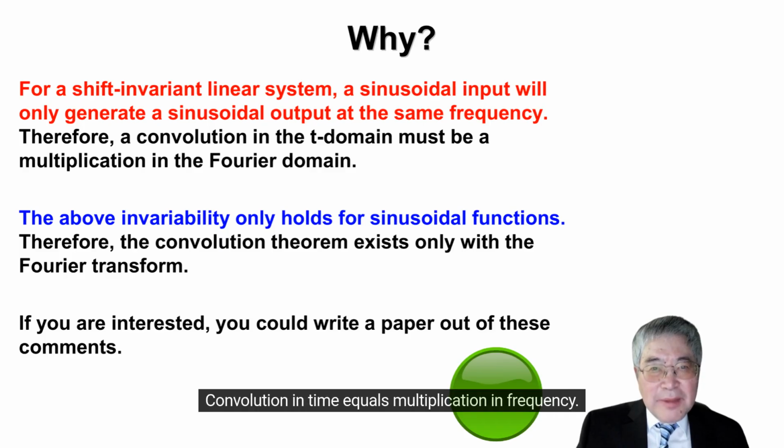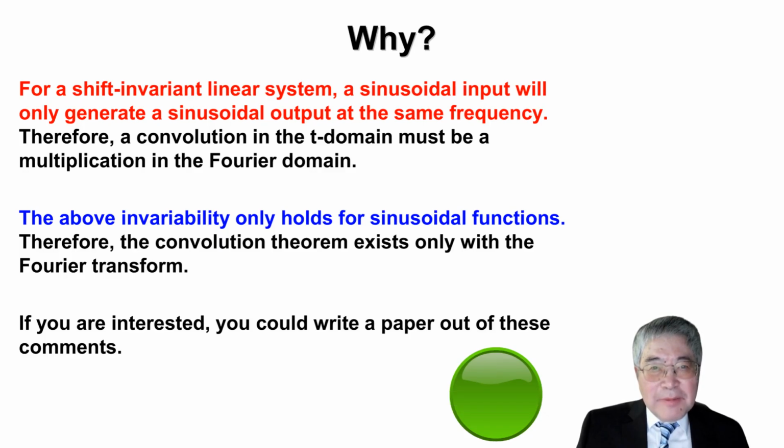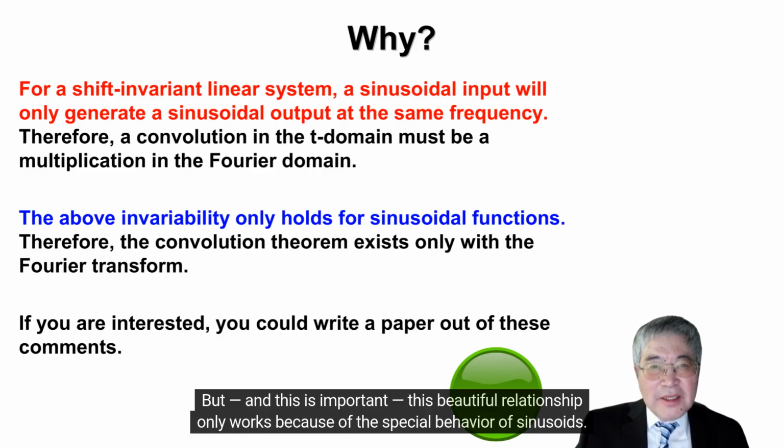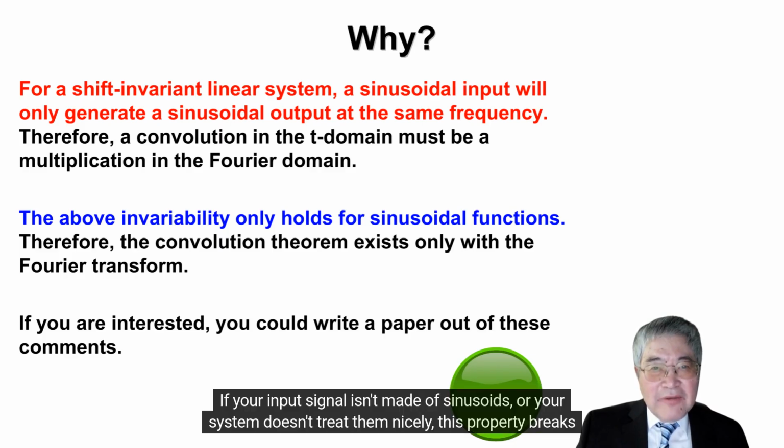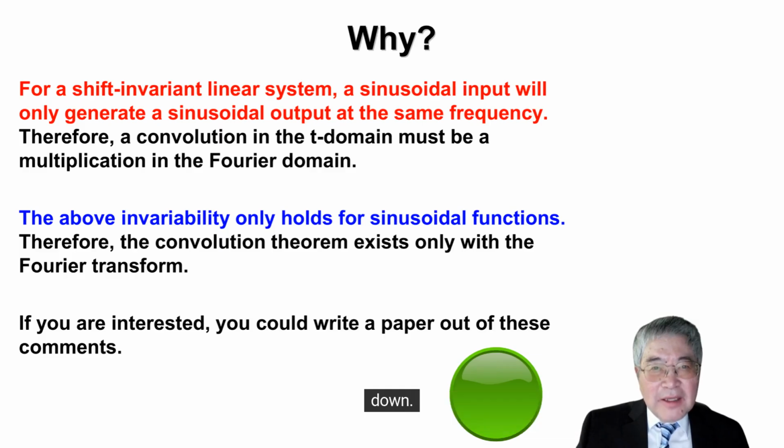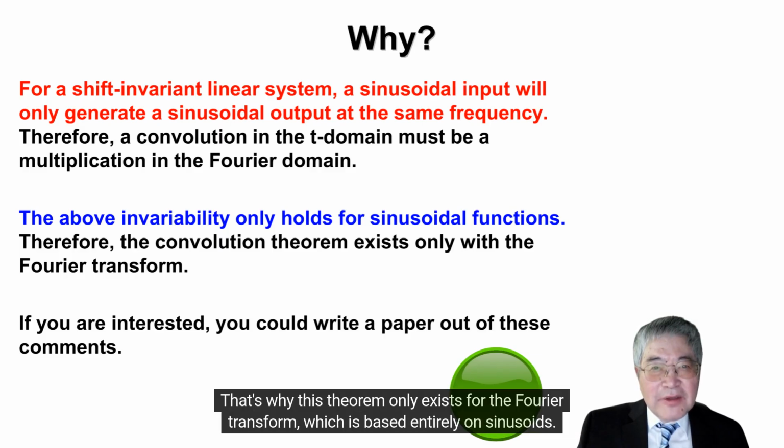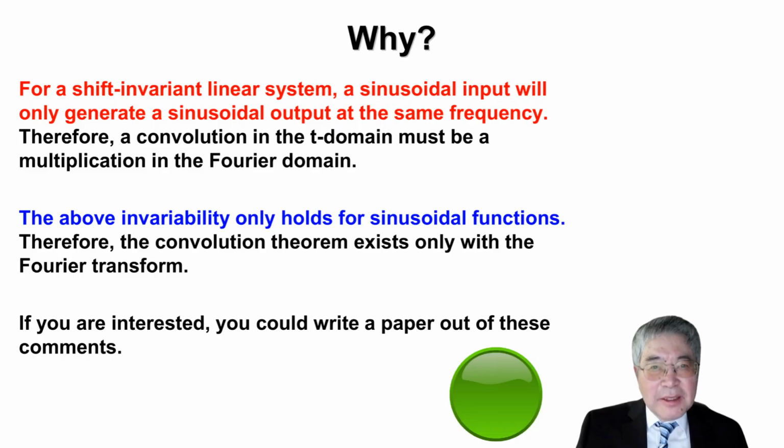Convolution in time equals multiplication in frequency. But, and this is important, this beautiful relationship only works because of the special behavior of sinusoids. If your input signal isn't made of sinusoids or your system doesn't treat them nicely, this property breaks down. That's why this theorem only exists for the Fourier transform, which is based entirely on sinusoids.